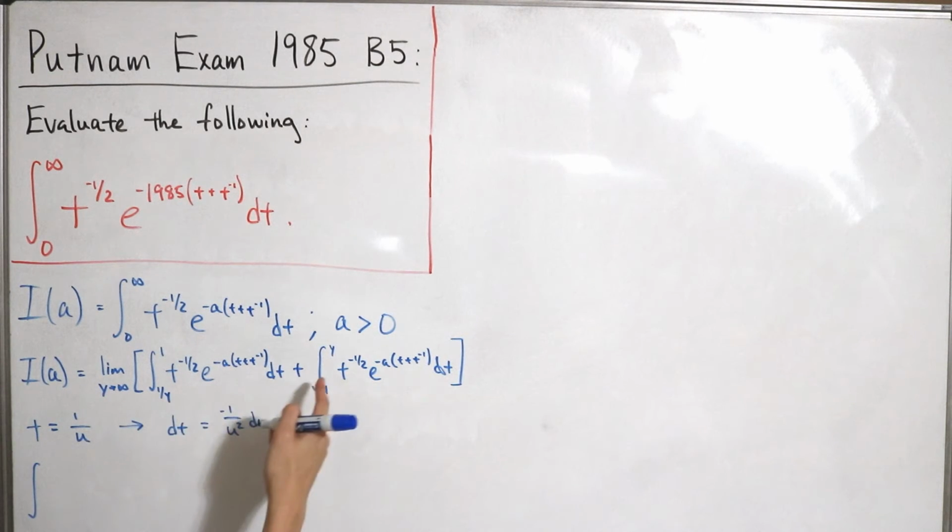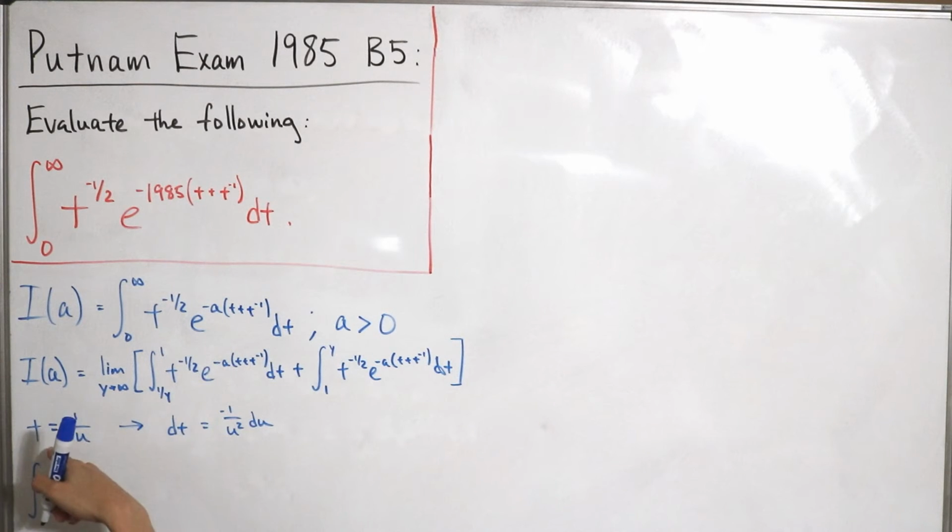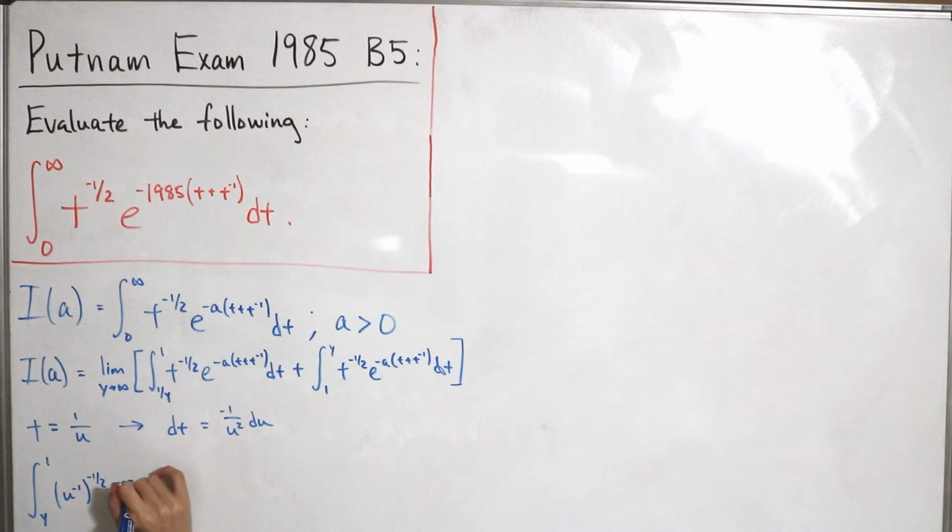So first off, we have to change the bounds. If t is equal to 1, then u is going to equal 1, so the upper bound is 1. And on the bottom, t is 1 over y, so u is going to have to be y. Then we plug this back in: t is u to the negative 1, so u to the negative 1 to the negative 1/2, then e to the negative a, u inverse plus u, then put in our dt differential substitution, negative 1 divided by u squared, du.